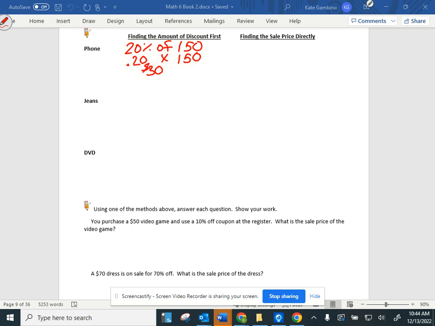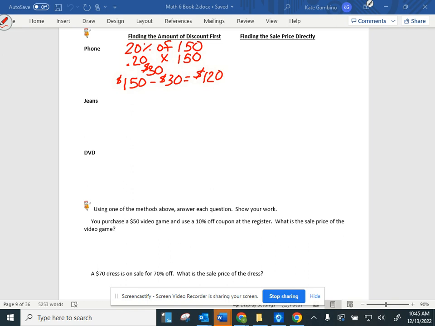Is that the sale price? No, that's how much we're taking off of the original price. The discount is $30. We take away $30. So we have $150 minus $30. What is our final price? Taya? $120. So you can figure out what the discount is, then subtract that from the original amount, and then you find your new sale price.